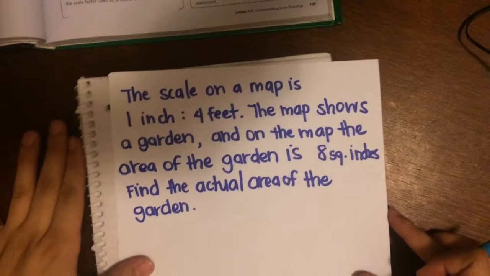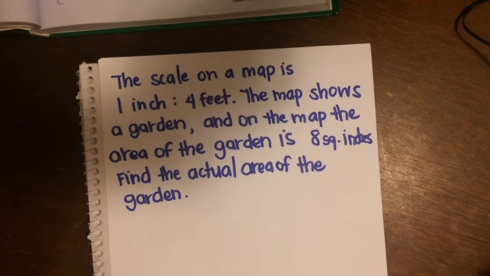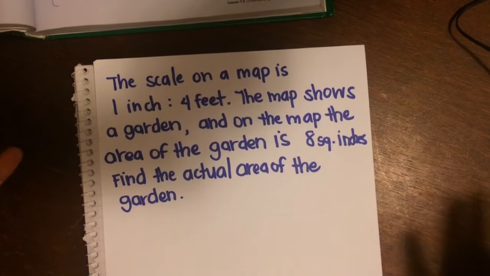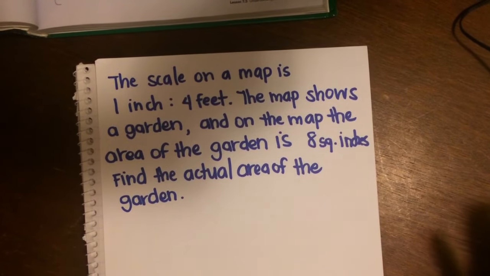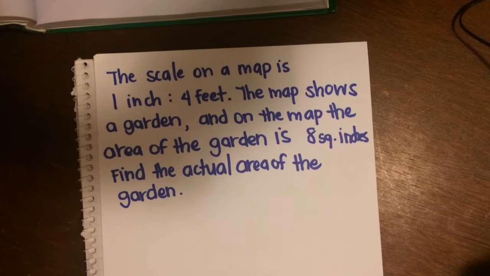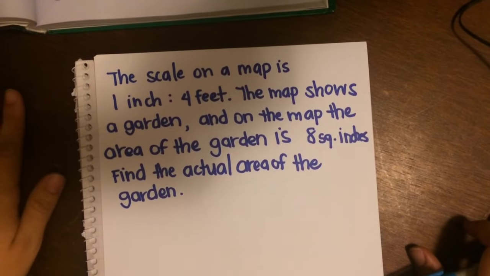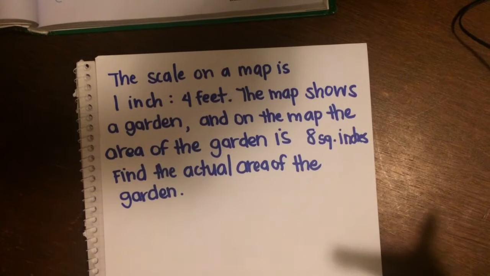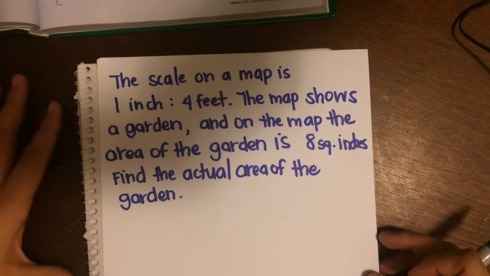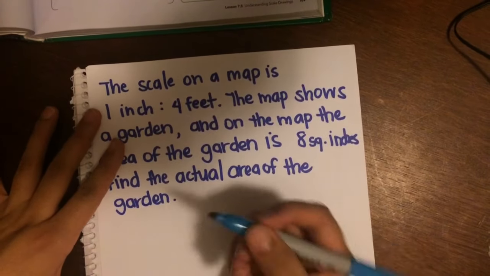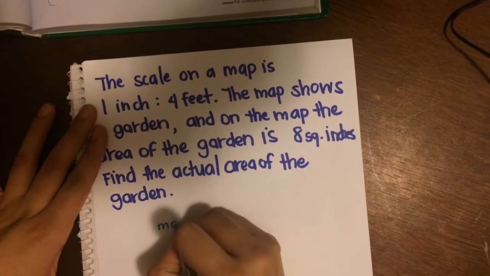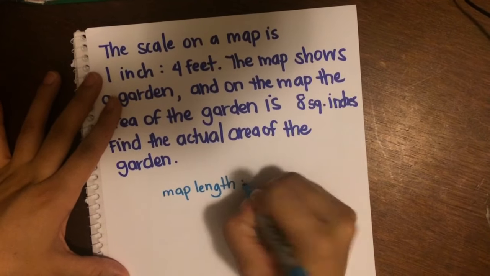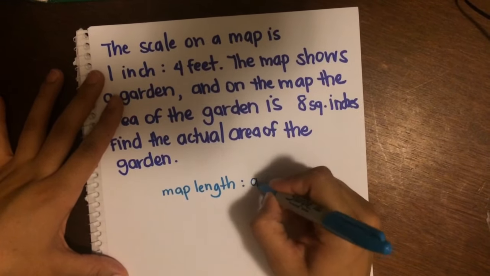We've got a problem here that deals with scale on a map. It tells us that the scale on a map is 1 inch equals 4 feet. The map shows a garden. On the map, the area of the garden is 8 square inches. We want to find the actual area of the garden. So we're starting in the same place that we started yesterday, looking at the map length in comparison with the actual length.